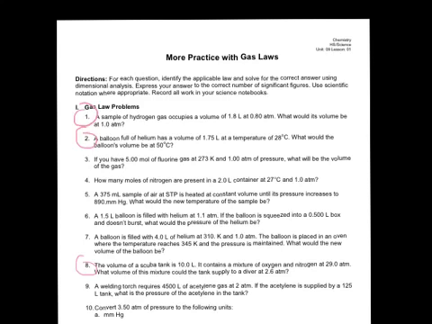The first one is Boyle's law, which is pressure 1 times volume 1, that's before, is equal to the pressure after times the volume after. That's Boyle's law. And then Charles' law, you're going to be using volume 1 divided by the initial temperature is equal to the final volume divided by the final temperature. So whichever one applies to the problem, you'll have to spot that. If you're using pressure and volume, you're going to use Boyle's law. If you're using volume and temperature, you're going to use Charles' law.